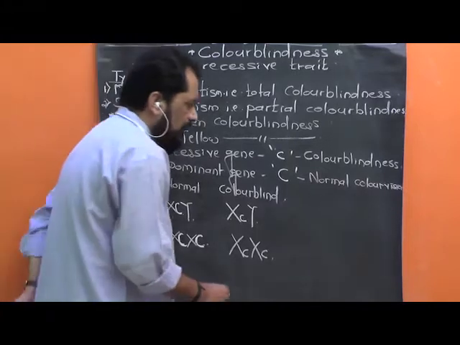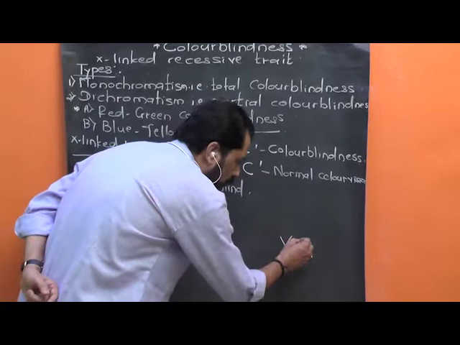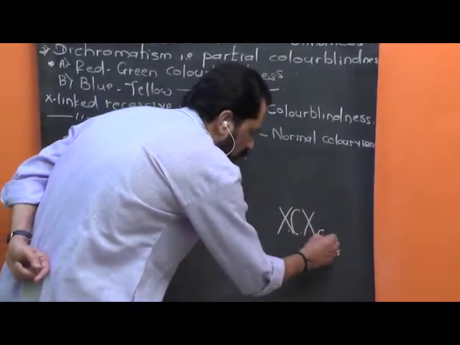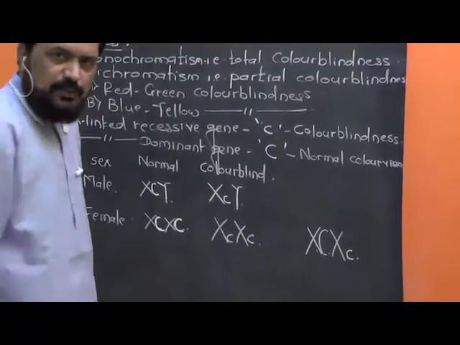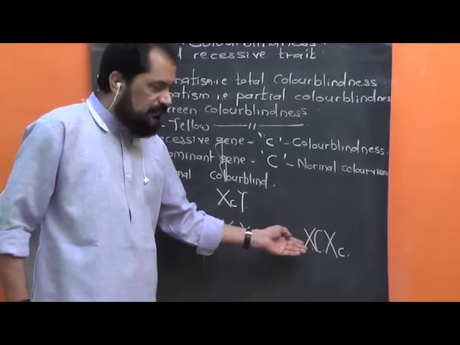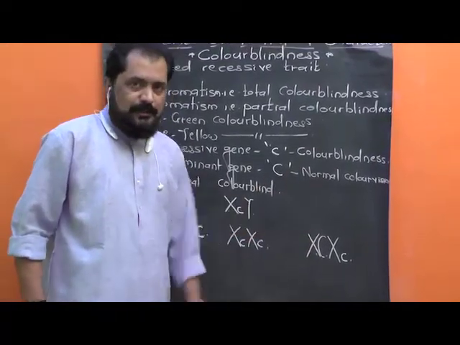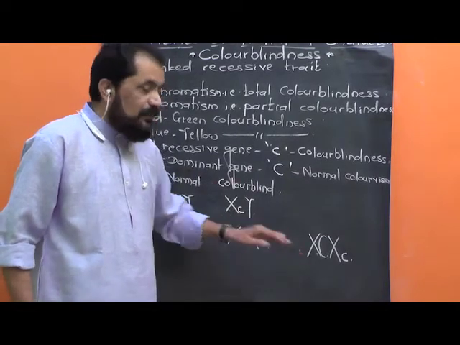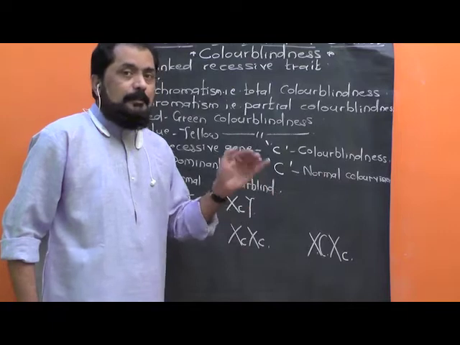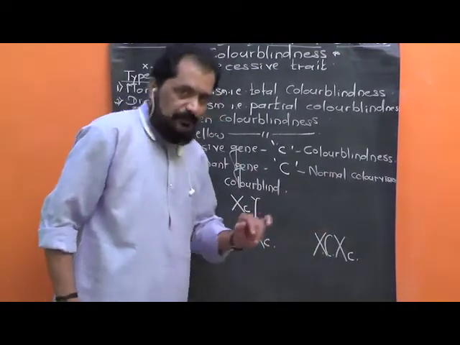Now, if in female one X chromosome has dominant gene and one X chromosome with recessive gene, then such female, heterozygous female, is phenotypically normal. Means such female phenotypically externally appear normal, but genotypically it is said to be carrier.